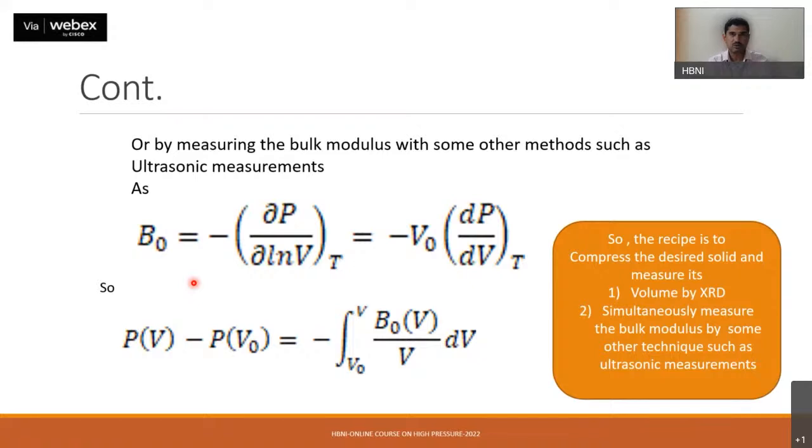We know that B0, the bulk modulus, is the negative of the logarithmic derivative of pressure with respect to logarithmic volume, or you can consider it minus V0 dP by dV at isothermal conditions. If you integrate this, it comes out to be the pressure at some volume minus the pressure at volume V0, where V0 is at room temperature. That is nothing but the integral of B0 over volume. So by integrating this, you can find out the pressure at any volume.